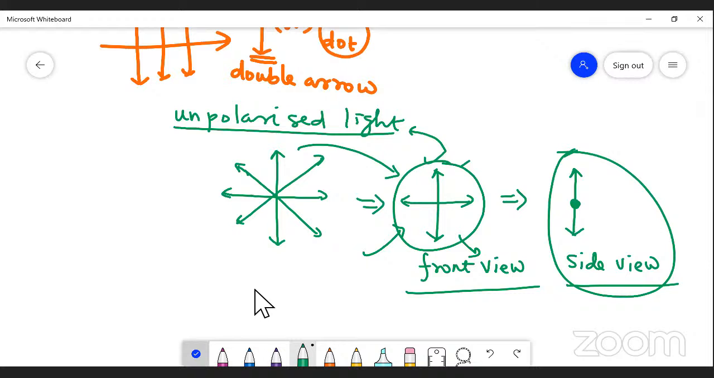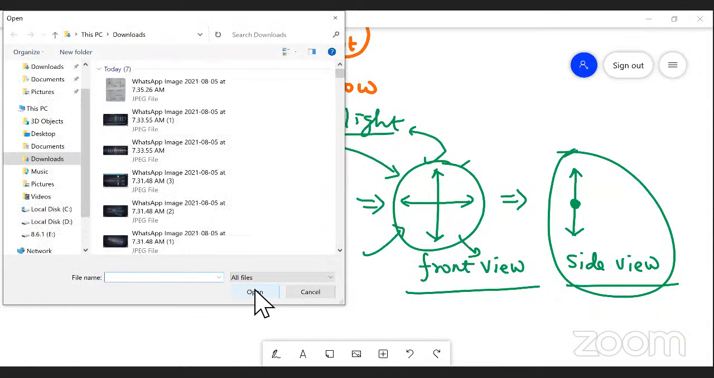Suppose let us consider an unpolarized light which is passed through a crystal.